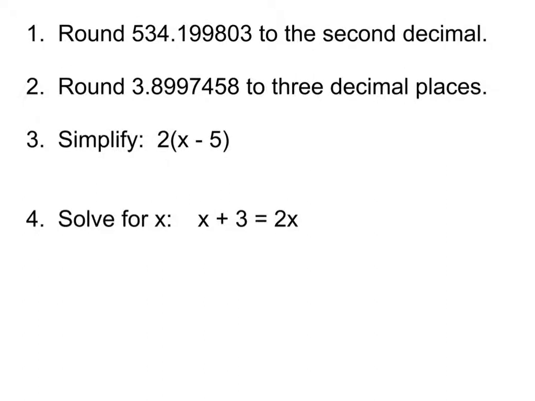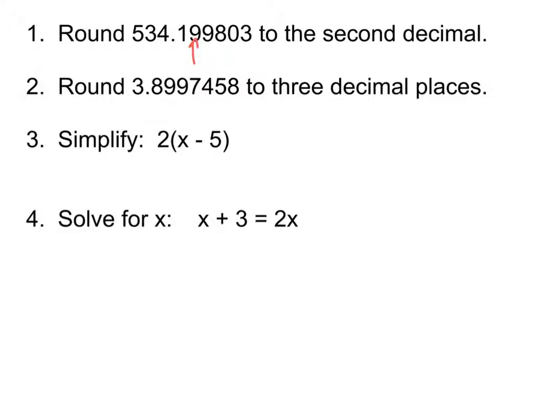All right, so we're starting with a little bit of general practice and review kind of stuff here. For number one, it's a rounding practice, rounding review. In this case, we're rounding to the second decimal. So I count over to where the second decimal is, and I see that's where that 9 is.